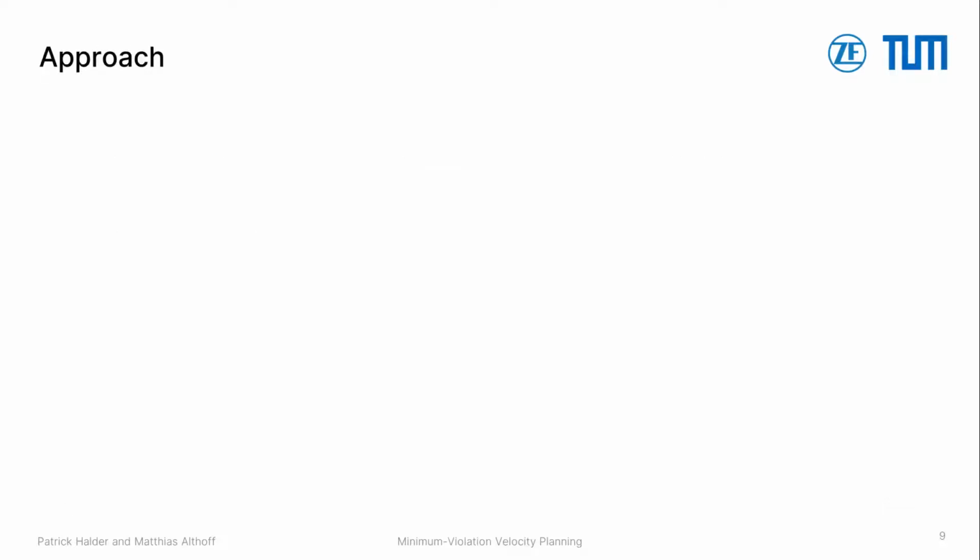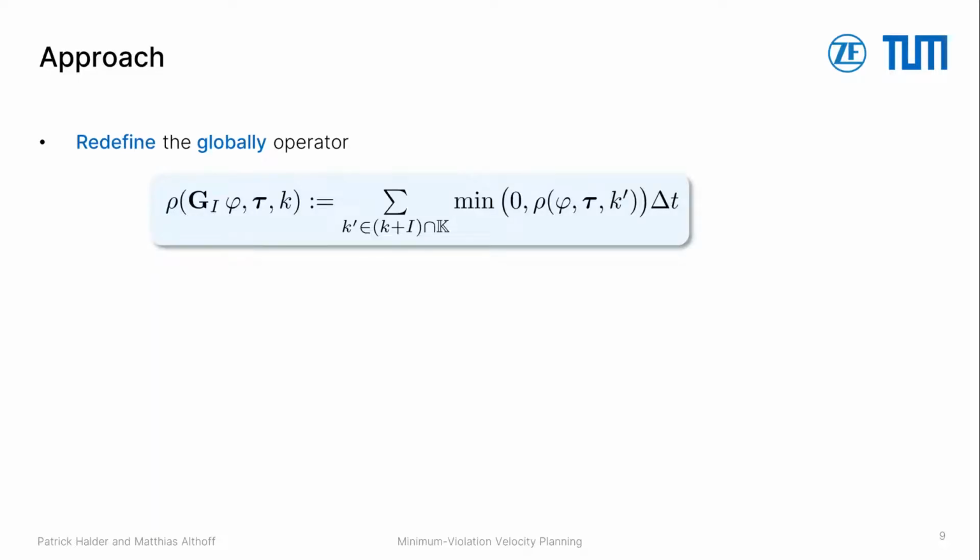Okay, we now present our approach for minimum violation velocity planning. First, we redefine the temporally globally operator. We do this in such a way that we only consider the negative robustness of a trajectory regarding a rule, and this means that we are only interested in the level of rule violation of a trajectory and not in its level of satisfaction. Also, we sum up the negative robustness over a certain time horizon, which has the effect that a violating trajectory, which returns into a rule-compliant state, produces less negative robustness than a violating trajectory, which remains in a rule-violating state for longer time.